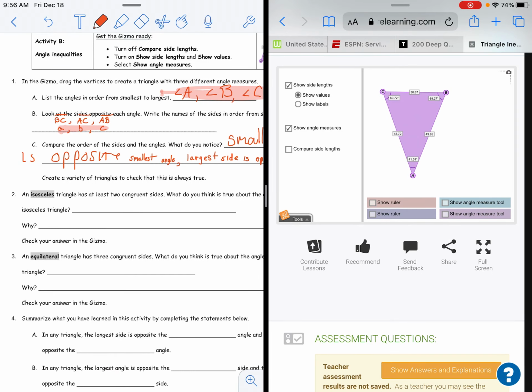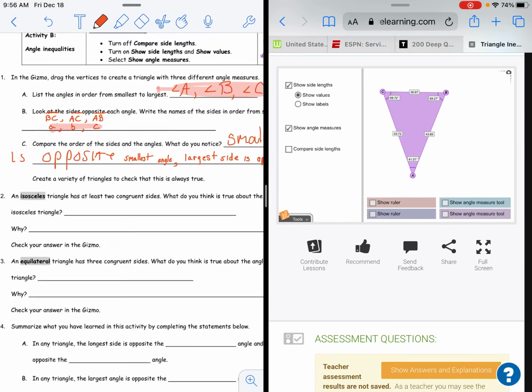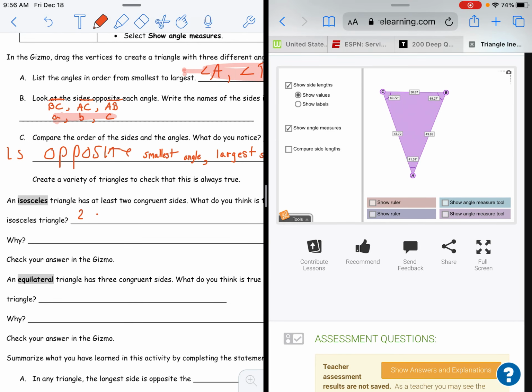So an isosceles triangle has two congruent sides. It has two congruent angles. And that's because of what we talked about above. I'll just put an arrow to see where the largest angle is opposite the largest side. So if sides are the same, the angles are going to have to be the same as well.